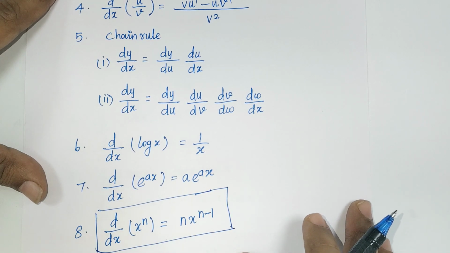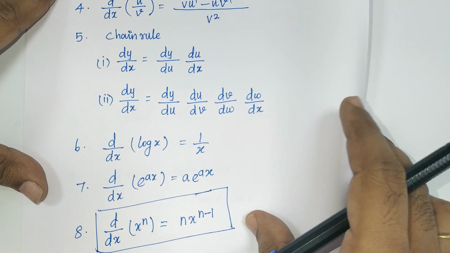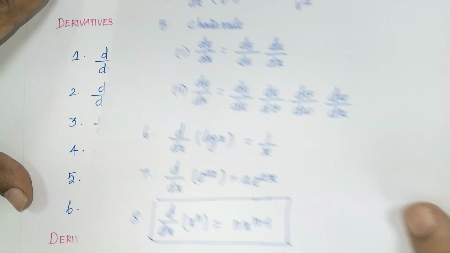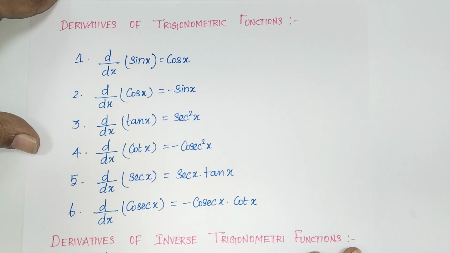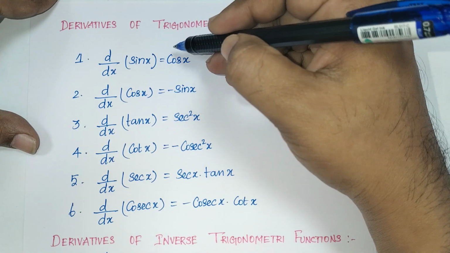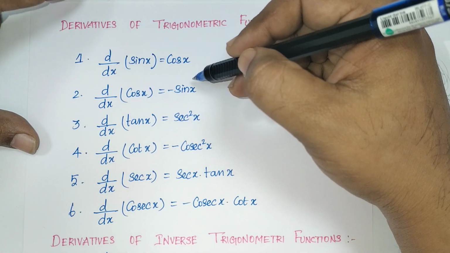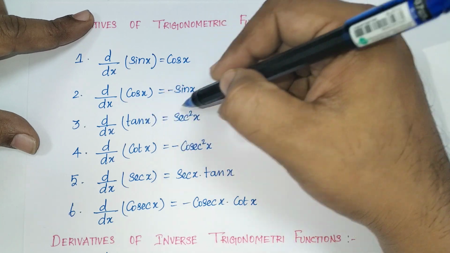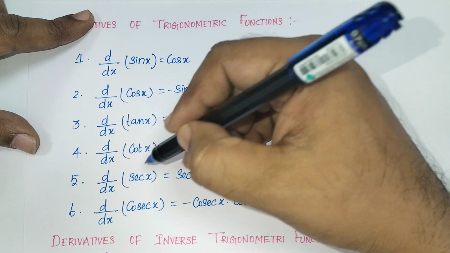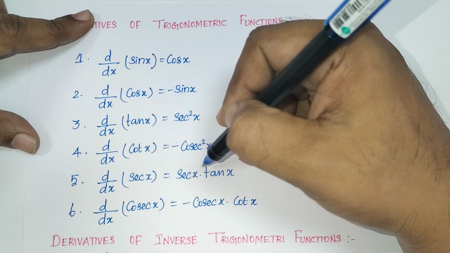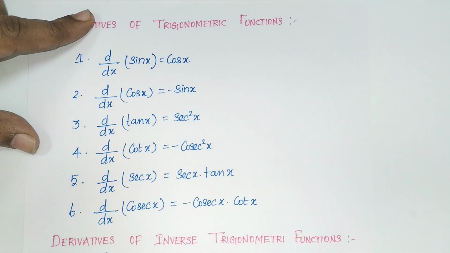So if you want to attempt problems in the differentiation module, you should know all these formulas, and a few more formulas also. Let's see what they are. Next, derivatives of trigonometric functions. Already you know that differentiation of sine is cos, and cos differentiation is minus sine; these two we use frequently. The differentiation of tan x is secant square x. Cot x differentiation is minus cosecant square x. Secant x differentiation is secant x tan x. And cosecant x differentiation is minus cosecant x into cot x.